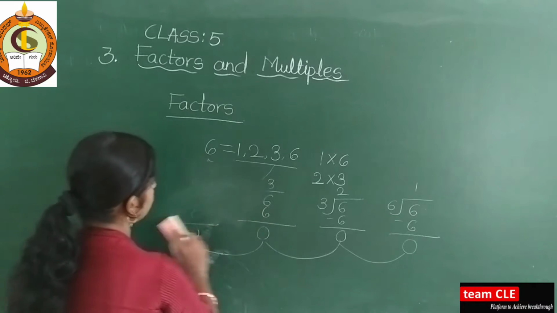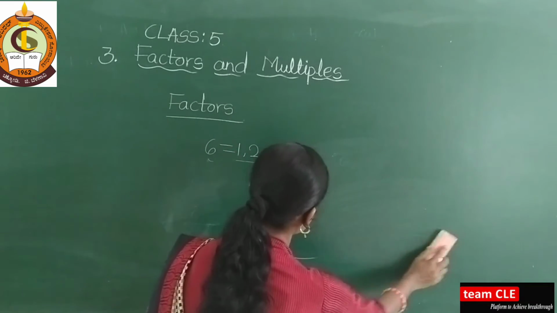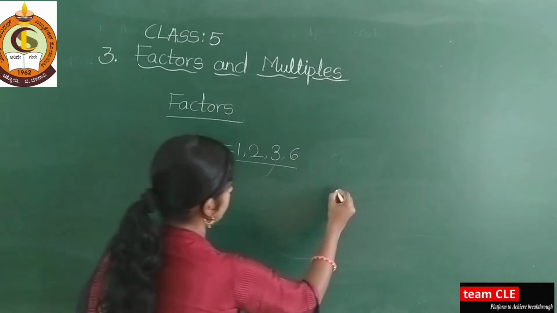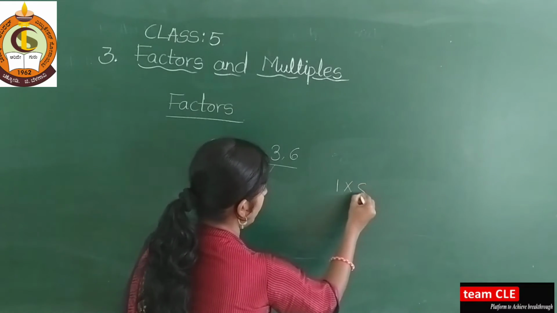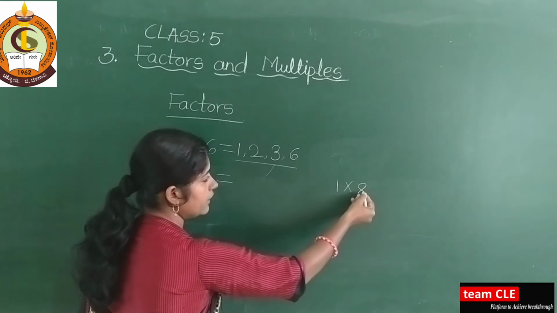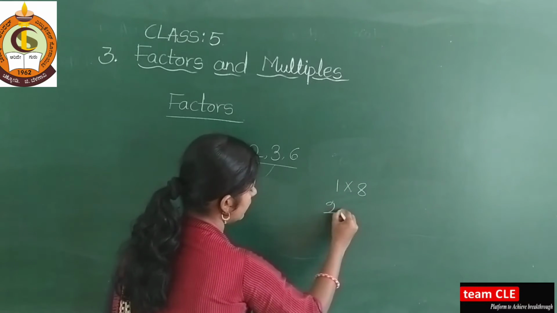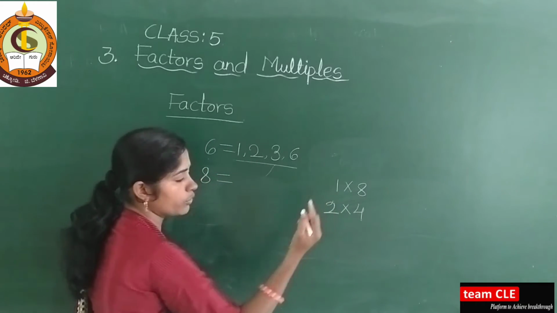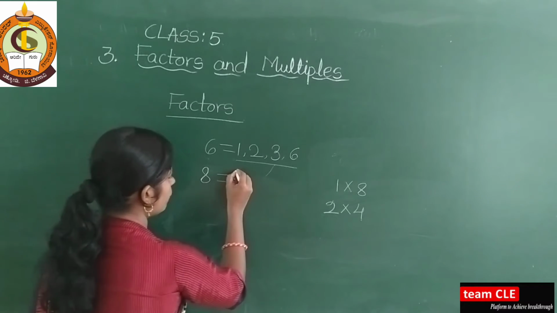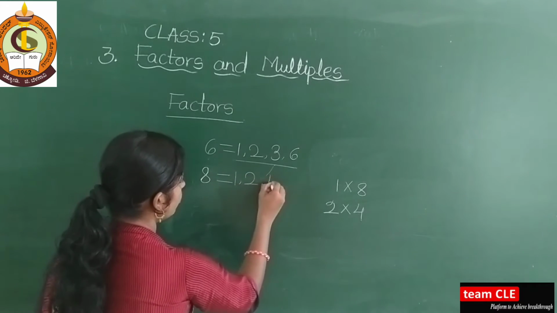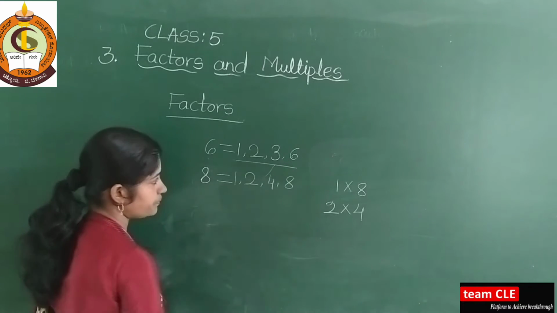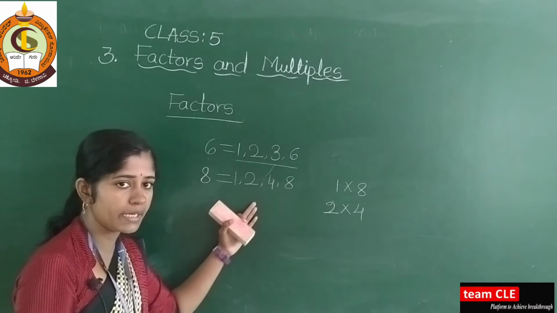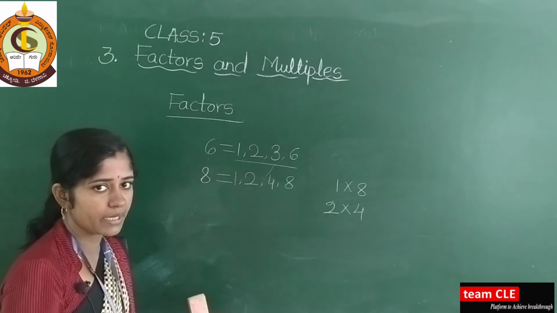Next, take one more example, and I will take 8. Tell me, 8 is there in which tables? 1 8s are 8, 8 1s are 8. Again it is there in 2 4s are 8 and 4 2s are 8. So the factors of 8 are 1, 2, 4 and 8. These are the factors of 8. Take these numbers and divide 8 by them, and you will get remainder 0.